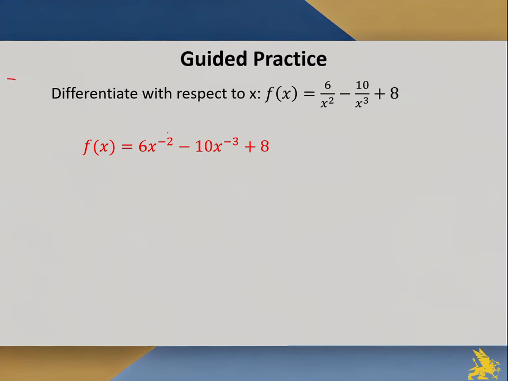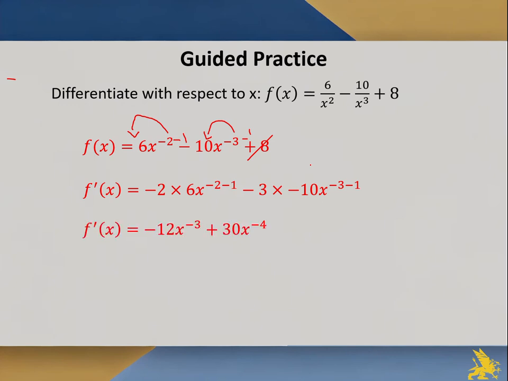So this goes over here, and I take 1 away. My negative 3 goes out the front and times, and I take 1 away, and of course a constant is just cancelled. All I do now is just simplify, and I get negative 12x to the power of negative 3 plus 30x to the power of negative 4.